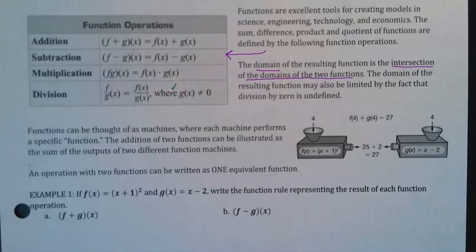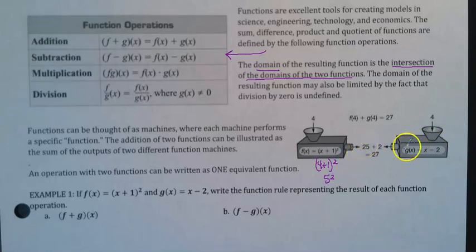So functions can be thought of as machines, where each machine performs a specific function. So like addition, subtraction, whatever. The addition of two functions can be illustrated as the sum of the outputs of two different function machines. So what that's saying is here, if we have this function, okay, it's f of x, to do this, we're going to take our x value and add 1 and then square that quantity. So if we put a 4 in this machine, it's going to put 4 in for x. So this is going to be 4 plus 1. And then we square that, so that's 5 squared. So we get a 25 out.